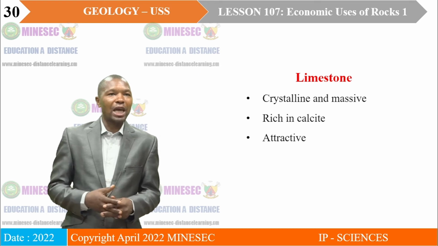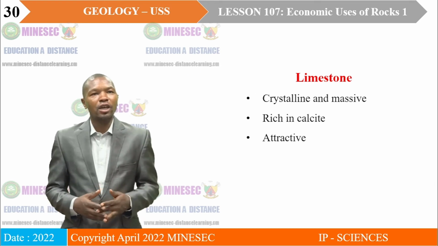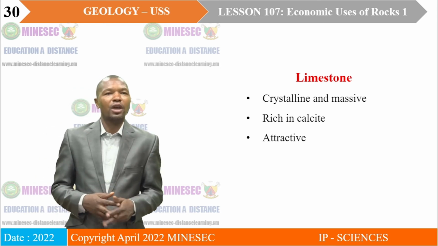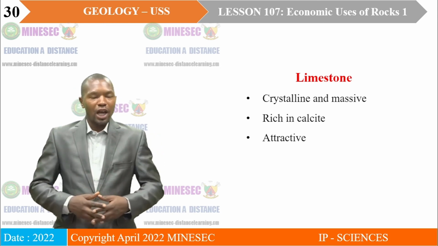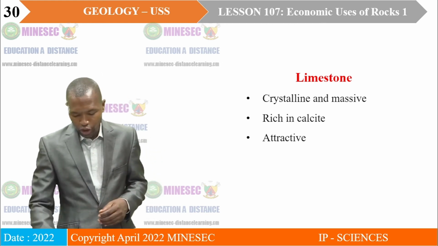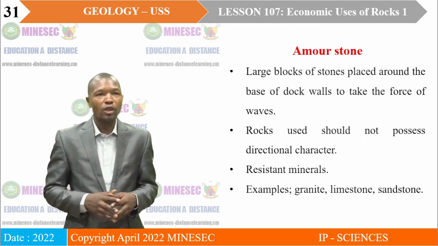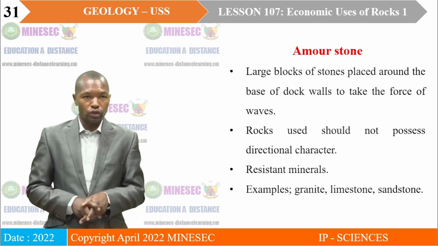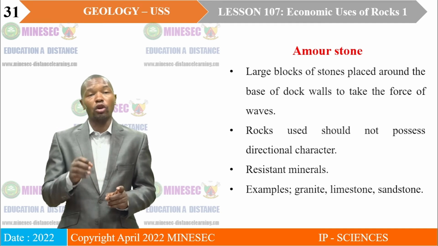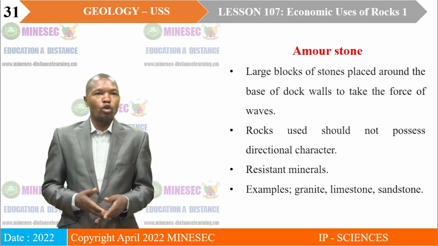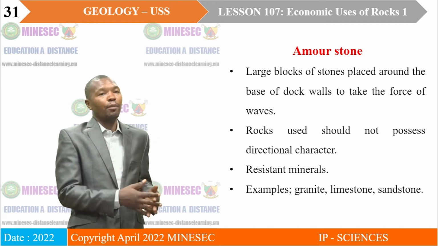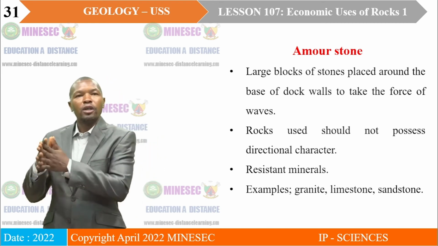Then we have limestone. This is a crystalline rock or a non-clastic rock, and it is, of course, massive. And it's rich in calcite and is very attractive, so it can serve the purpose for dimension stone. Then we have armourstone. This time we emphasize that dimension stone could also be called armourstone. We want to define armourstone separately or give some characteristics, because it is dimension stone with special qualities.